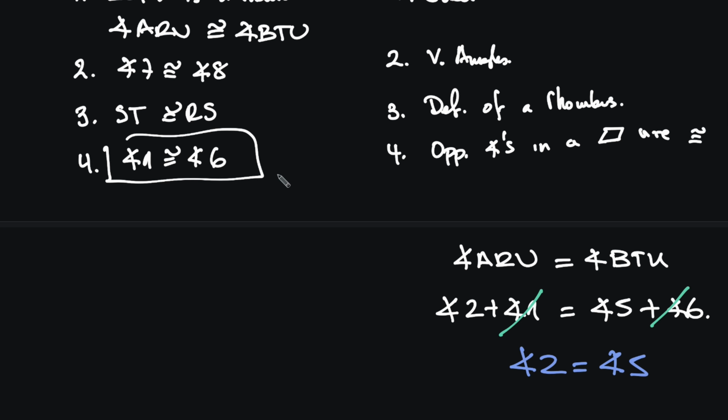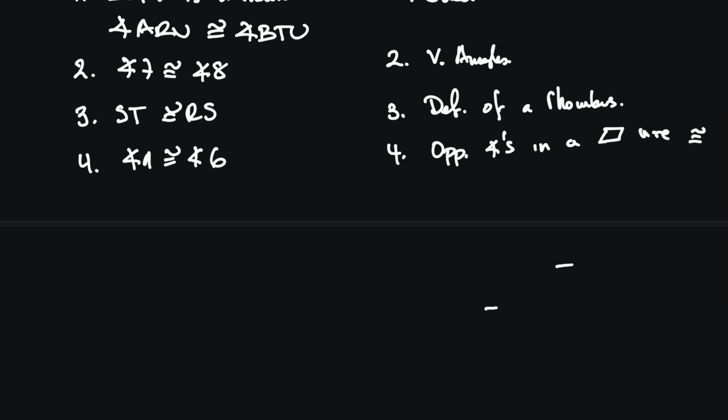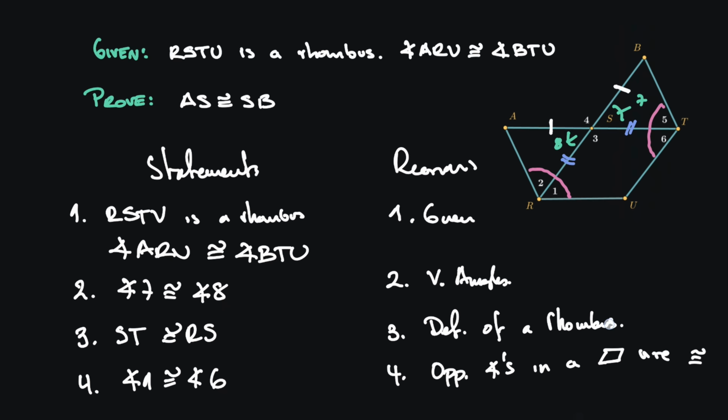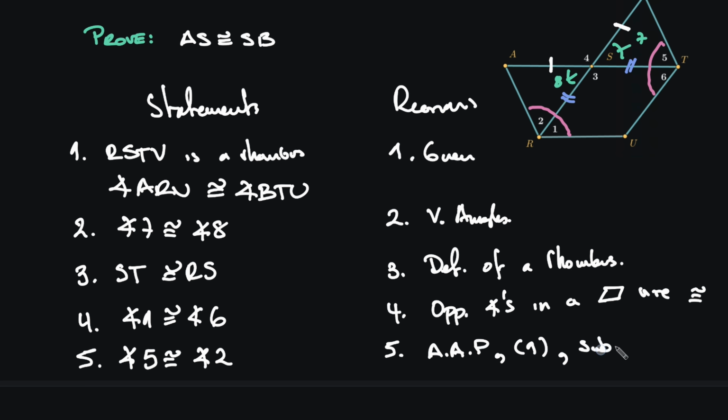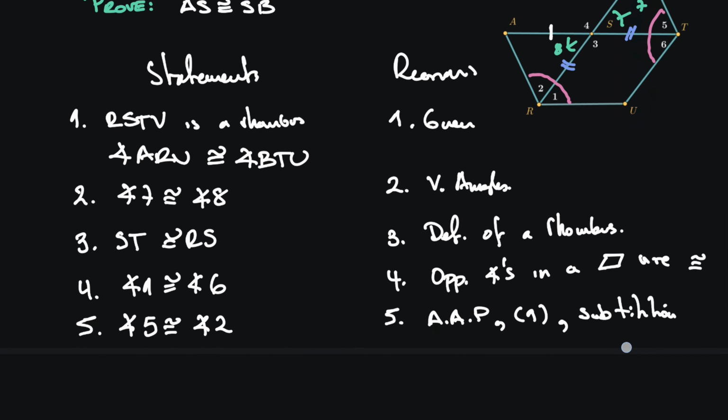All right, so let's erase this. And we know that angle 5 is going to be congruent with angle 2, right? Why is this? Because we used the angle addition postulate. We used the given, the number 1 statement, right? We used substitution, and we solved the equation, right?